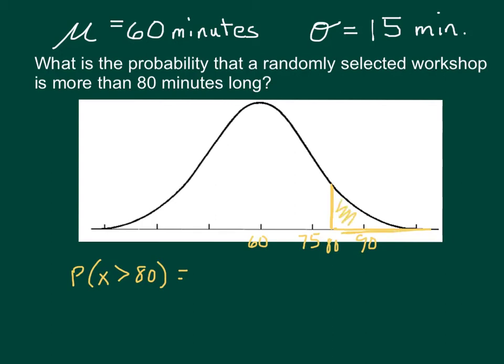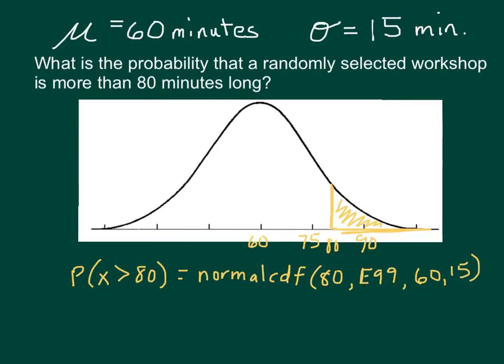So again, looking for that probability, looking for that area, we would use normal CDF. The left bound of our area, the lower bound is 80, the upper bound is infinity, and my mean is 60, and my standard deviation is 15. And that probability comes out to 0.091. So there's a 9.1% chance that a workshop selected at random will be more than 80 minutes long.